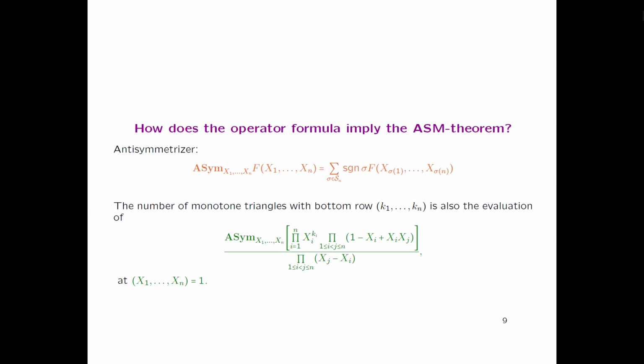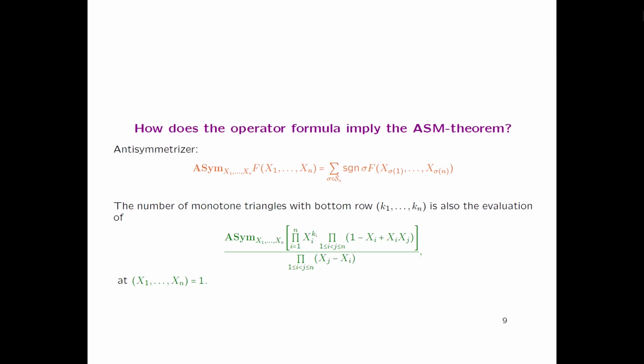Actually, there is yet another formulation of this operator formula. Instead of the three formulas that I've shown you before, you can also consider this expression below here, which involves an asymmetrizer. So what is an asymmetrizer? Well, you have a function in n variables. You sum over all permutations and you permute the elements. According to the permutation, you multiply the function with a sign, and this gives you the asymmetrizer of the function.